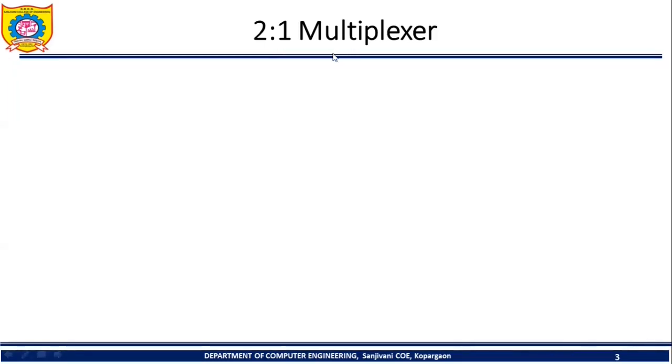So let us start with the 2:1 multiplexer. What is the meaning of 2:1? Please try to understand. On the previous slide we discussed the n:1 multiplexer. At that time I told you that n:1 means that the multiplexer will have a total of n input lines and there will be one output line. Similarly, when I say that a multiplexer is 2:1, it indicates that the multiplexer will have 2 input lines and 1 output line. So in a 2:1 multiplexer we will have 2 input lines, and let's assume that the 2 input lines are I0 and I1.